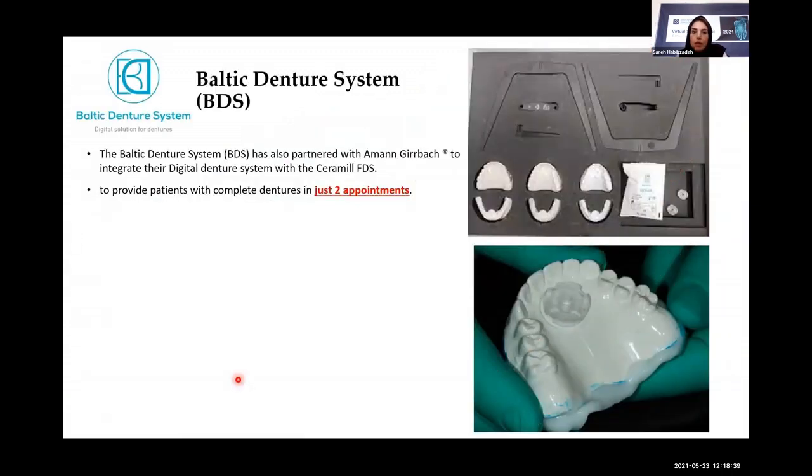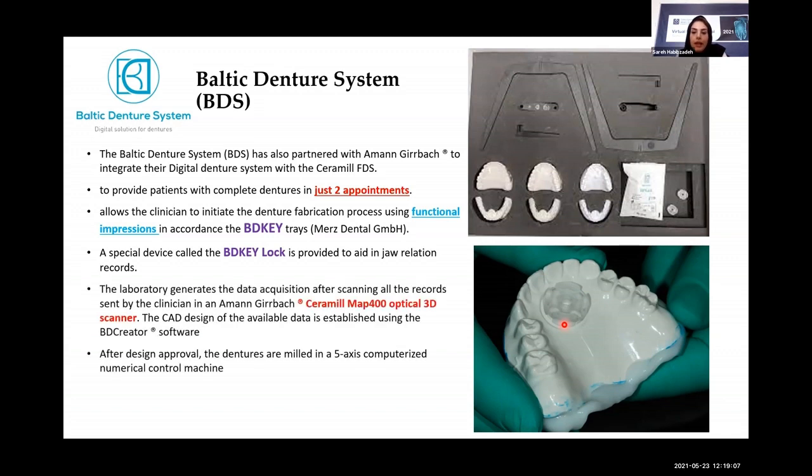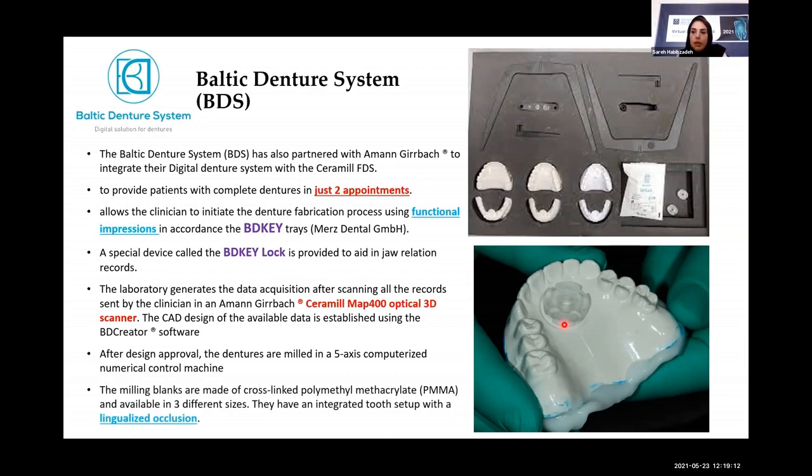We also have another system called the Baltic Denture System, which uses the Amann-Girrbach milling machine. With this system, we have special trays. You can see them in the starter kit. So they come in various sizes, and these are called the BD key trays, and they have special locks on them. So with the use of these trays, you can have a functional impression and also record the jaw relations, your centric relation, and also the vertical dimension. And another interesting feature about Baltic dentures is that the system can provide you with a denture which has a lingualized occlusion.